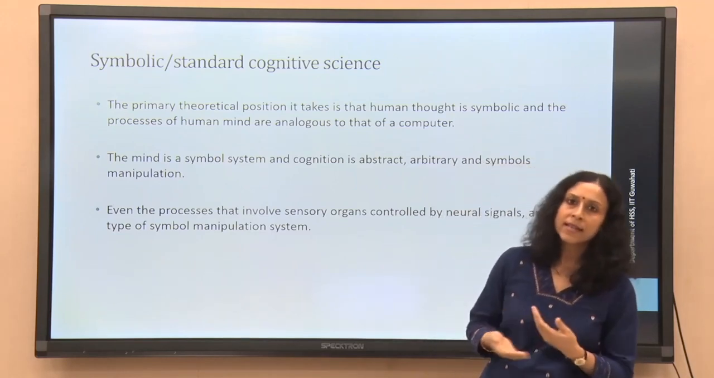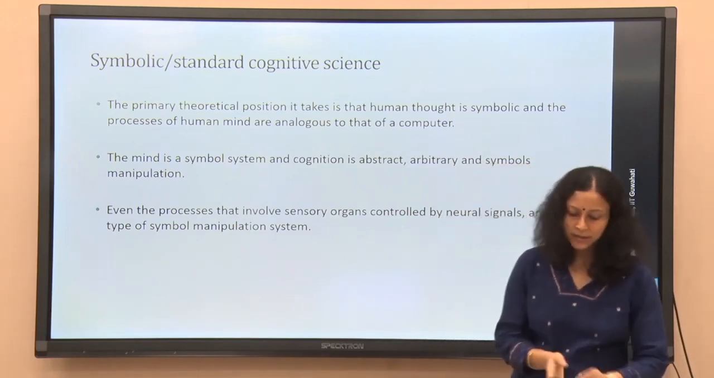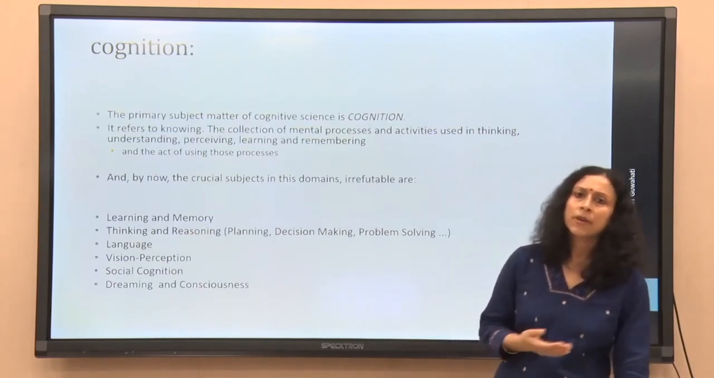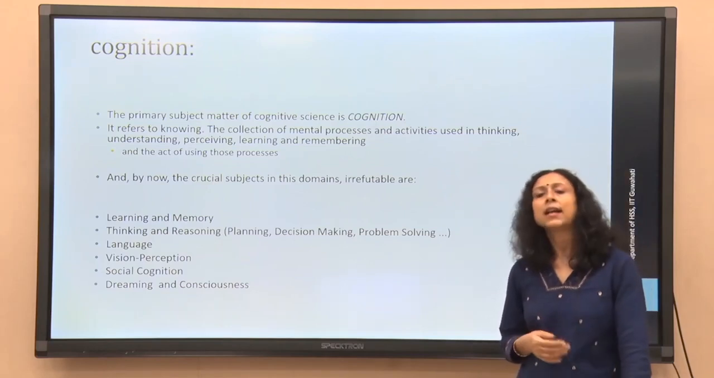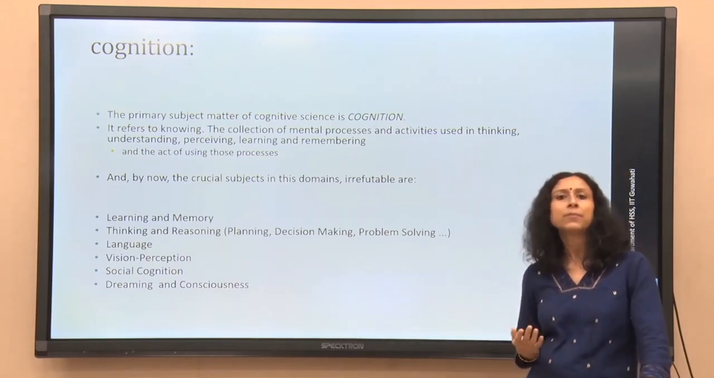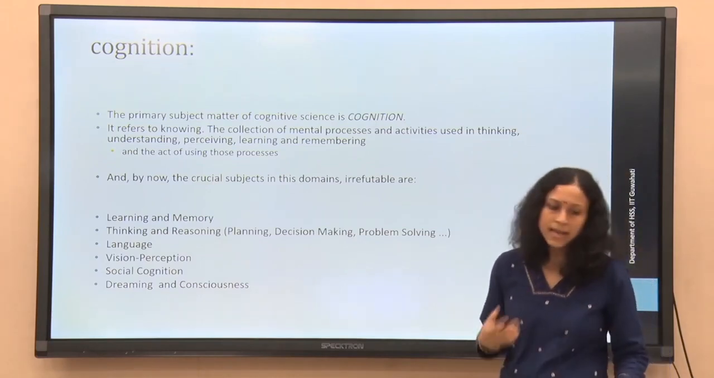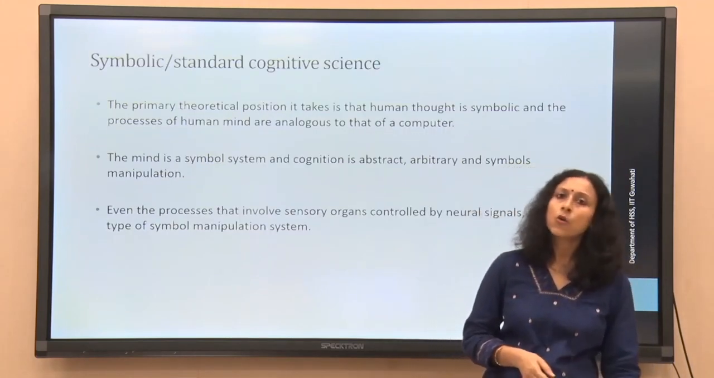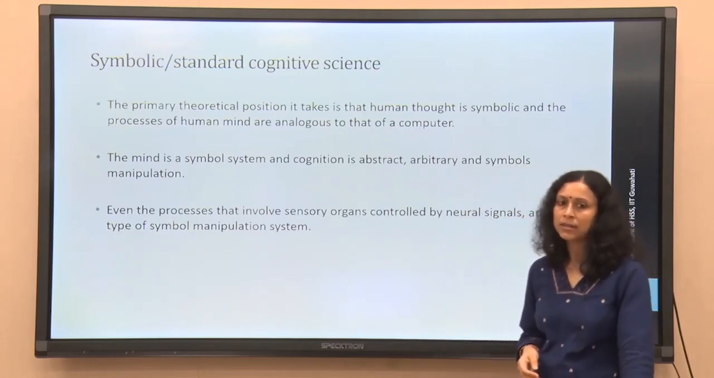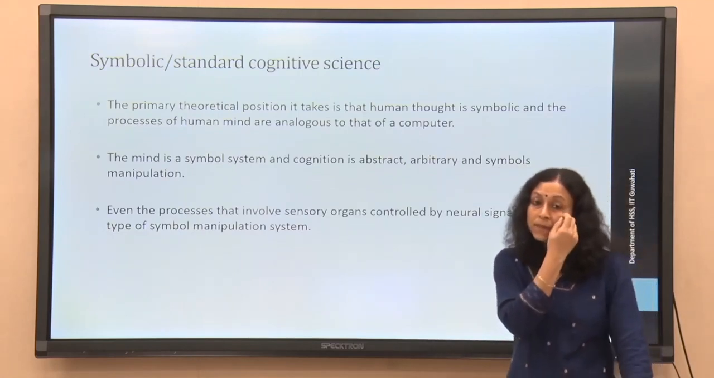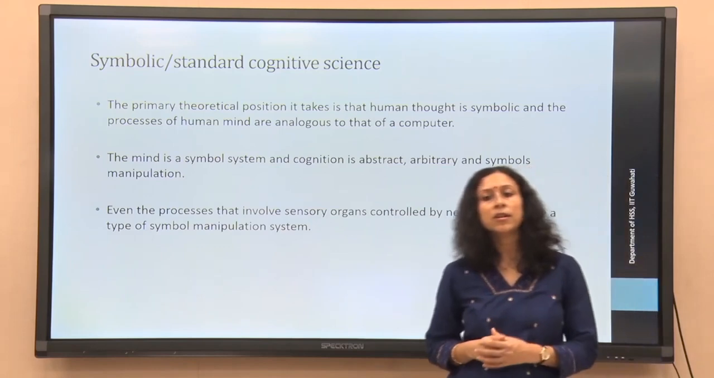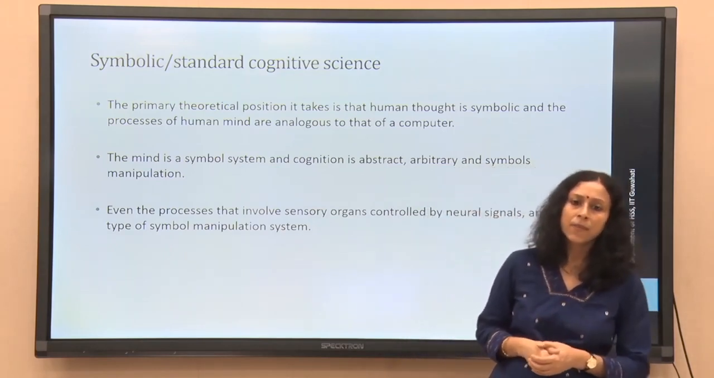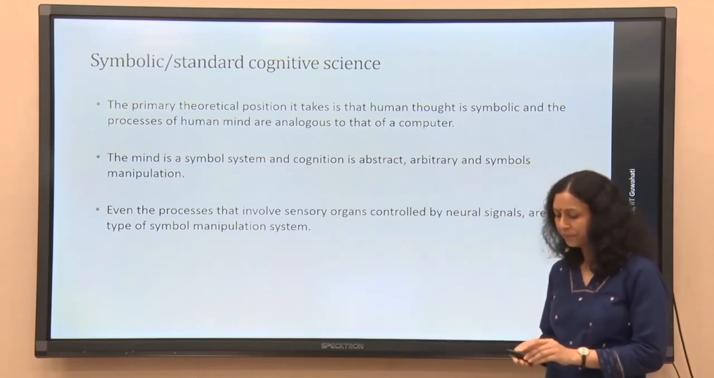So, everything that you do, everything that cognition includes, for example, all this learning, memory, thinking, reasoning, language, vision, perception, everything is ultimately a symbol manipulating system. So, the mind has symbols and it manipulates those symbols with respect to various kinds of goals that we have at a given point of time. Even the process that involves sensory organs controlled by neural signals is simply a type of symbol manipulating system.